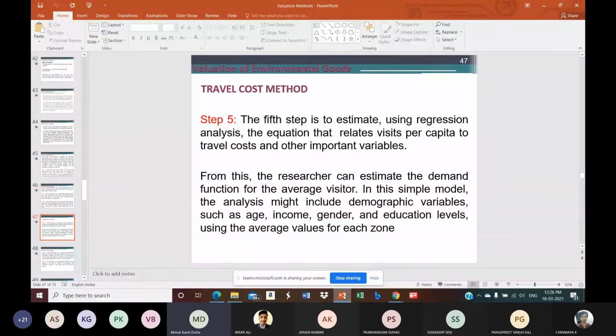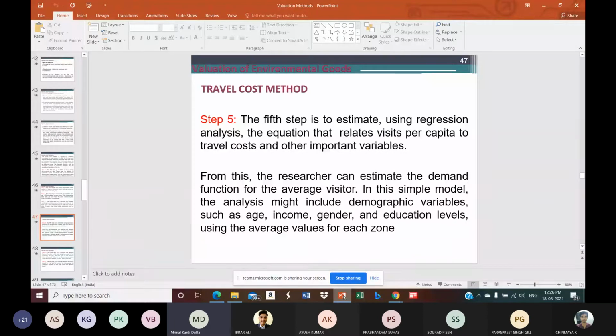So that actually decides on the demand for these sites as well. So once this is done, the demand function for an average visitor can be estimated. That basically tells you how much of the product will be demanded on an average at different prices. If we take this model into account, this model might be incorporating a number of other variables.